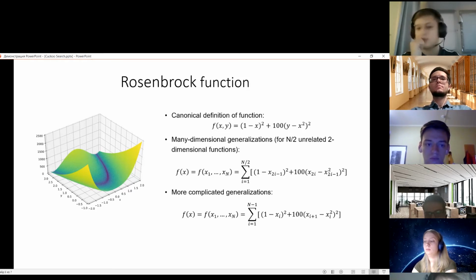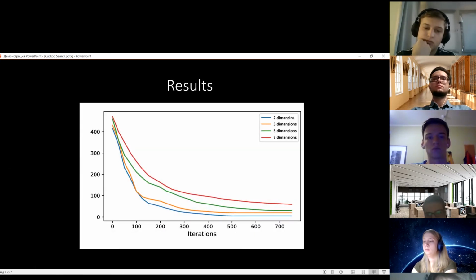You can see there are three types of Rosenbrock function. First one is pretty simple. It uses 2 dimensions. The next two are more complicated than it. On this slide, you can see results for different dimensions of the Rosenbrock function.